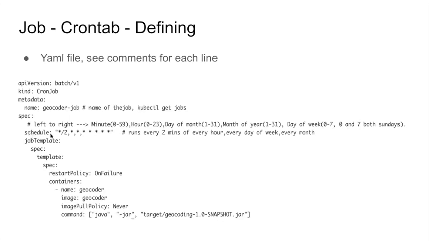So here I have given */2 for the minute, which means it runs every 2 minutes of every hour, every day of the month, every month, every day of the week. That's what it means. And I'm using the same geocoder image, and the rest of the things are the same. We already discussed the restart policy.